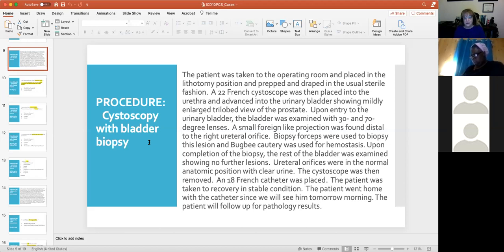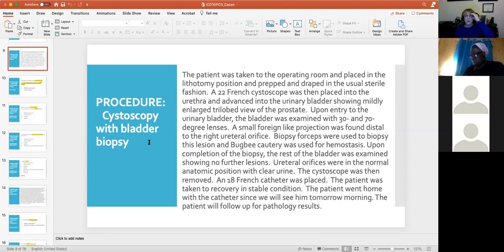Urethral orifices were in the normal anatomical position with clear urine. The cystoscope was then removed. An 18 French catheter was placed. The patient was taken to recovery in stable condition. The patient went home with the catheter since we will see him tomorrow morning. The patient will follow up for pathology results.